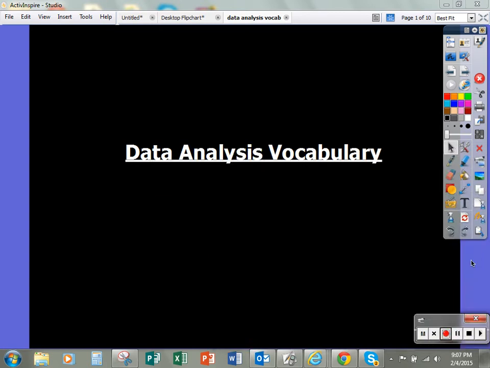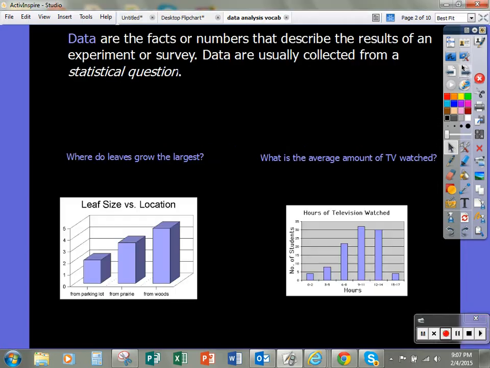We're beginning our unit on data analysis, and while you may be familiar with different types of graphs, we go more into the analysis aspect of things. Our first word is data, which is simply the information you collect from either an experiment or survey.